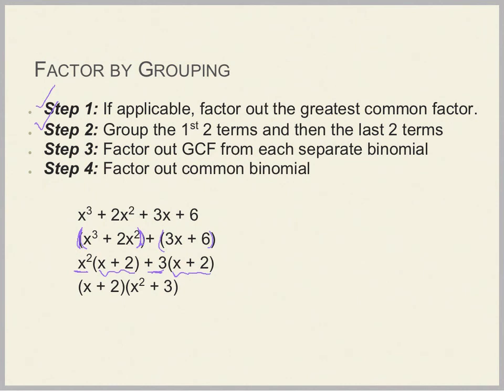And that is what we're hoping for, because in step 4 it says that we're going to factor out that common binomial. So we've taken this x plus 2 and factored it out, and what is remaining then is x squared plus 3. And this was the original problem that we were multiplying. So factor by grouping is a way to move backwards from a 4-term polynomial into 2 binomials.